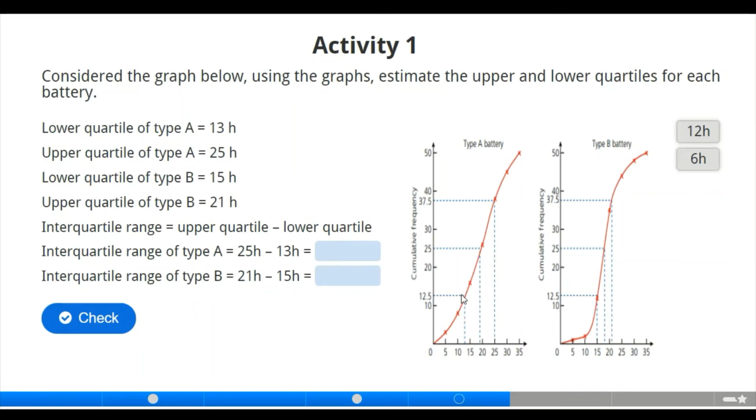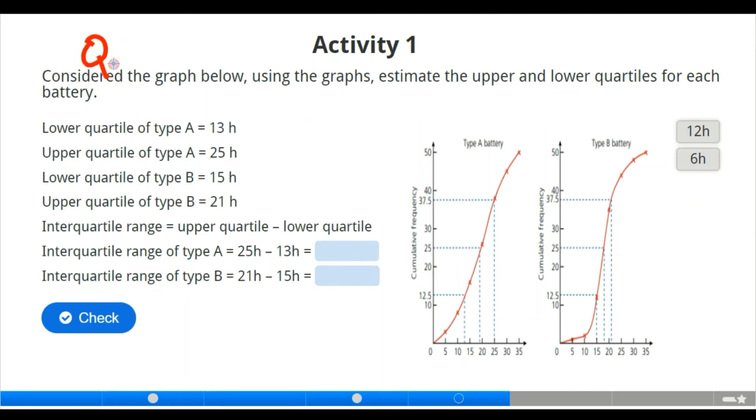So we have to calculate the lower quartile and the upper quartile for A, and the lower quartile and upper quartile for B. We have this graph here, and this is for type A and this is for type B. Okay, so for type A, how do you calculate the lower quartile?